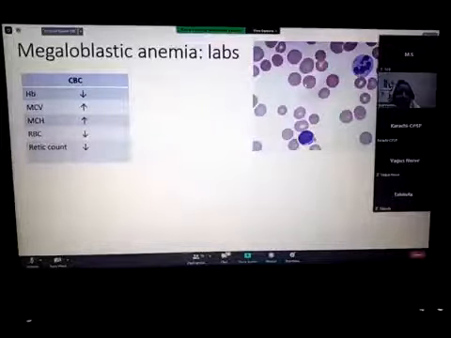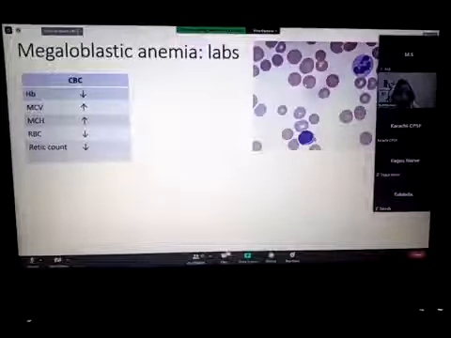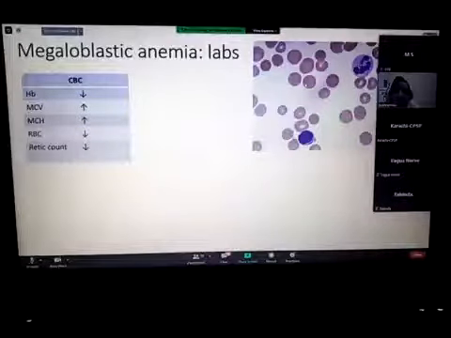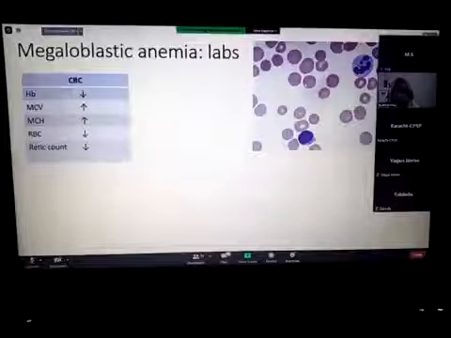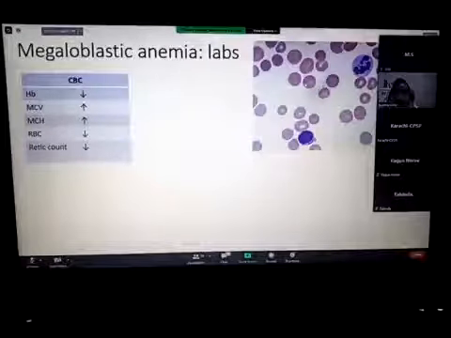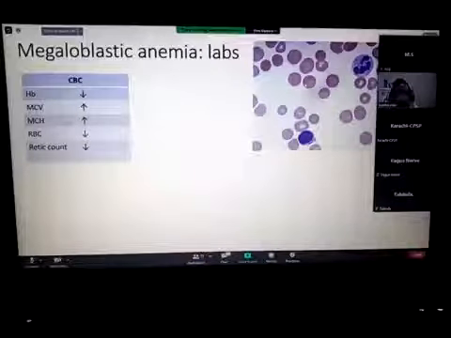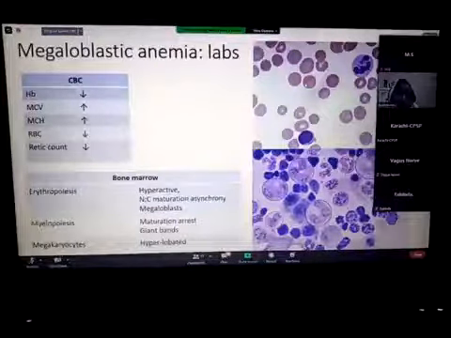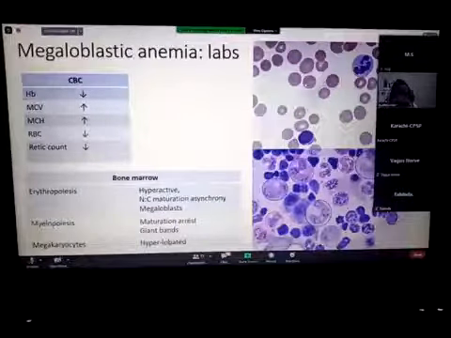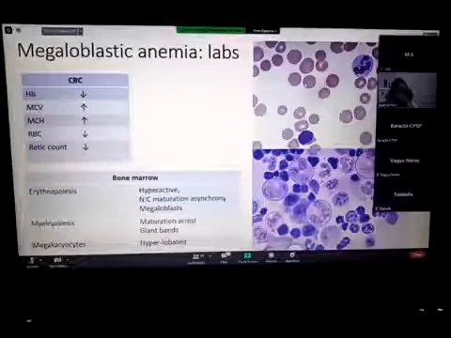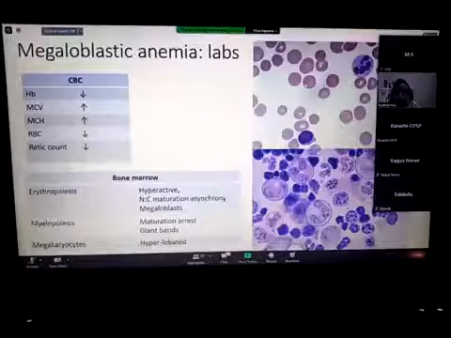So for the megaloblastic anemia, again, hemoglobin will be low, but here MCV and MCH will be high. So this is how the red cells look like. They're large cells. They are hypersegmented because the nuclear division is disrupted. Therefore, the neutrophil will be having more than 5 lobes. The bone marrow will be hyperactive, and you can see giant bands will be present, which again indicates lack of nuclear division that is happening.